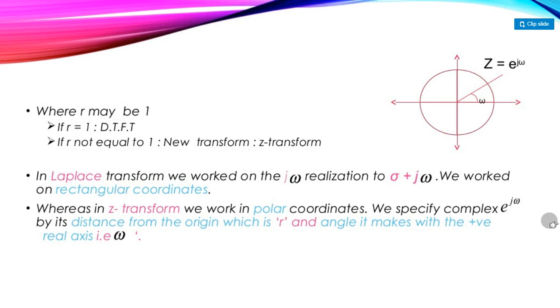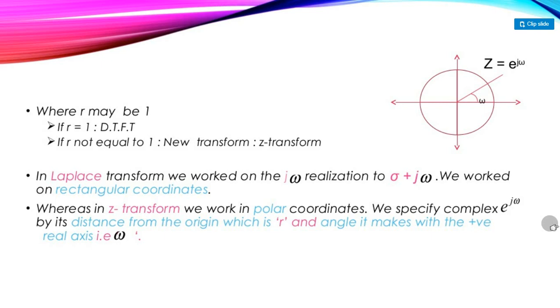If r is equal to 1, this is a discrete time Fourier transform. If r is not equal to 1, the new transform is the Z transform. Okay, so that's the basic reality. Now how it works, let's understand that. In Laplace transform, we worked on the j omega realization to sigma plus j omega. We worked on rectangular coordinates, whereas in case of Z transform, we work in polar coordinates.